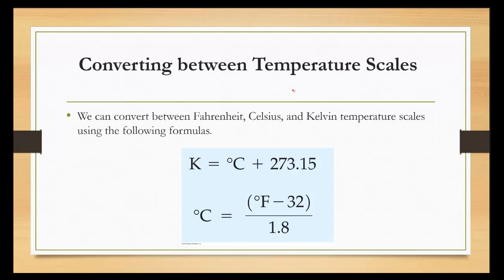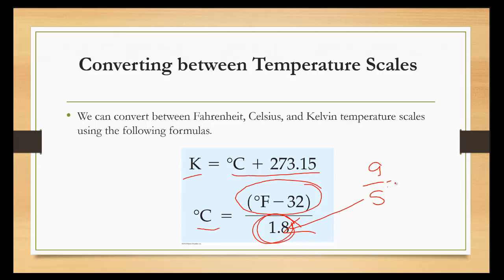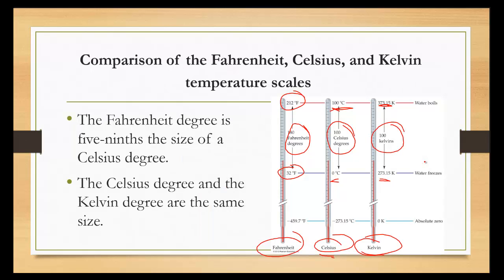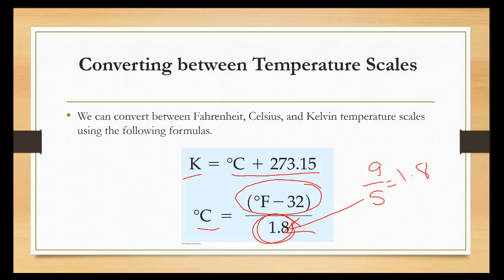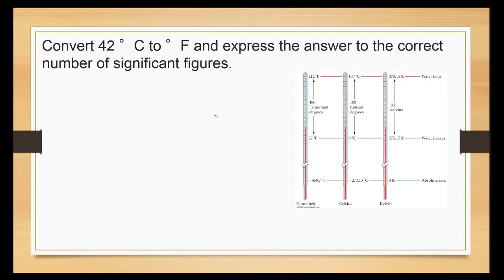We can convert between the Fahrenheit, Celsius, and Kelvin temperature scales by using the following formulas. K for Kelvin is equal to degrees Celsius plus 273.15. And degrees Celsius is degrees Fahrenheit minus 32 over 1.8. This 1.8 comes from 9 divided by 5, which is what we said right here, 5/9. So let's do some practice problems with these.